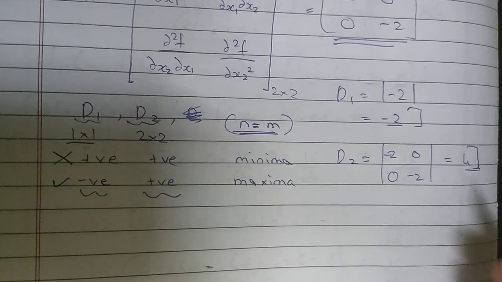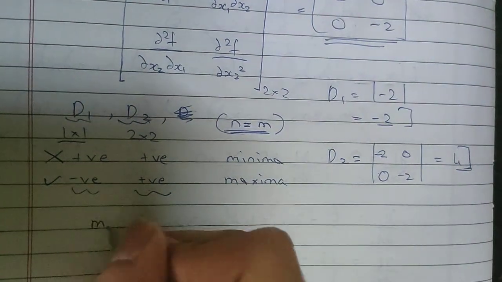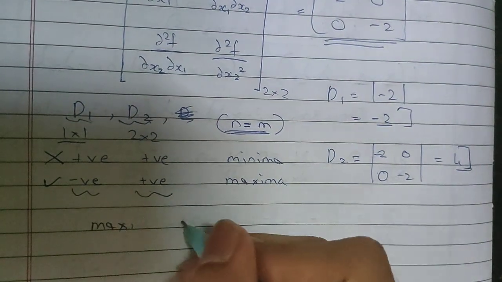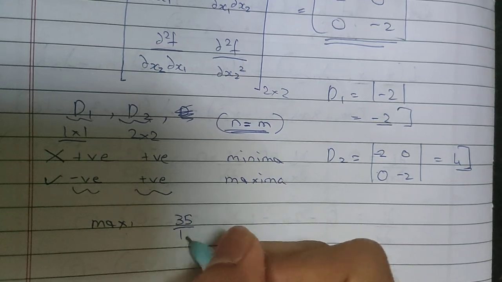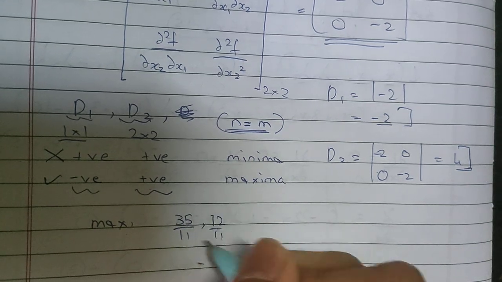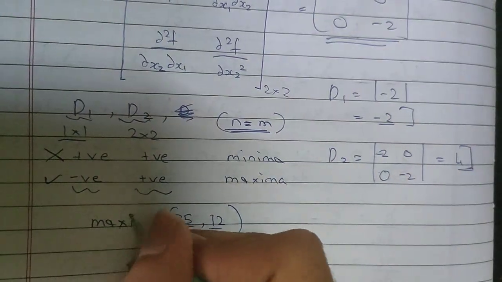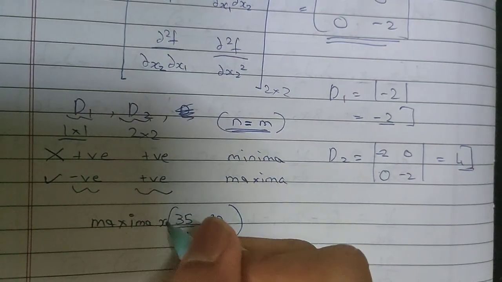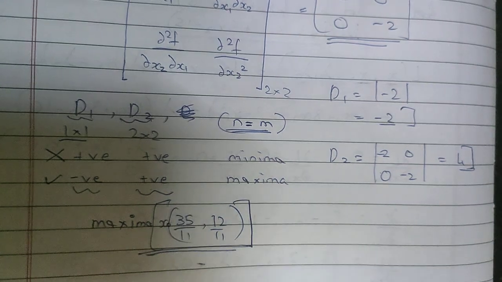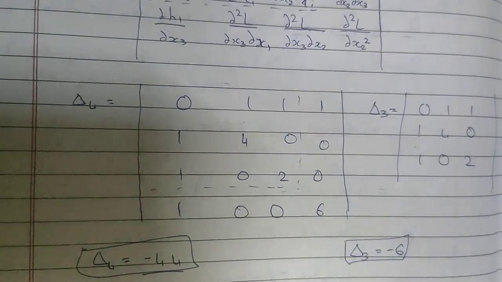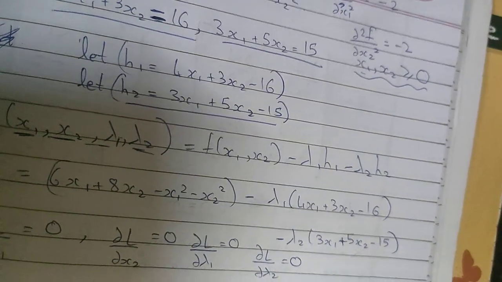Since we got an alternating sign, that means this point, that is, I guess it was 35 upon 11, 12 upon 11. Let me have a look. Yeah, that's the point. Is a point of maxima, a stationary point. Woohoo! Nice, no? Now we can just substitute this value in the function and get the maximum value of it.